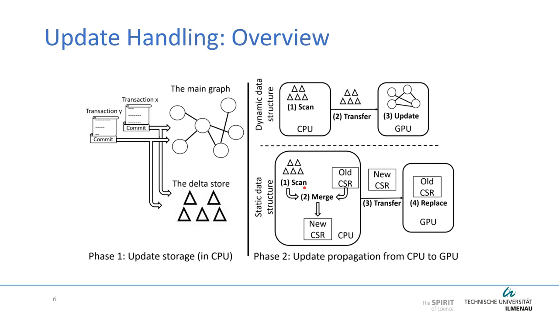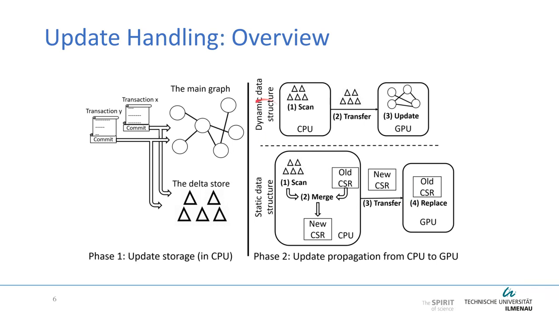And then when we scan the deltas, we get the deltas that are relevant for the particular update propagation cycle. And we devise a way to merge the deltas into the old CSR, and we get a new up-to-date CSR. Afterwards, we transfer the new CSR to the GPU to replace the old CSR, and we execute analytics on the fresh version of the graph.